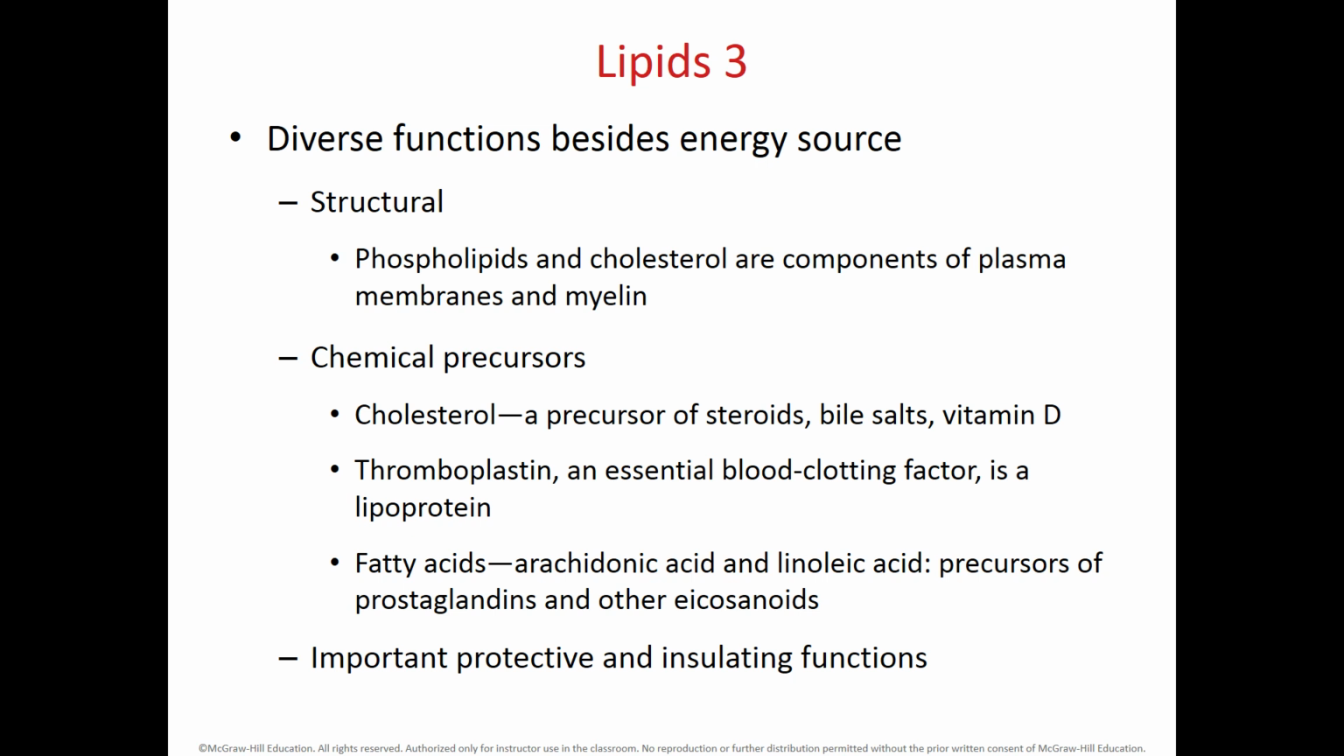and clotting factors like thromboplastin, and form chemical precursors like fatty acids that are going to be transformed into arachidonic acid, linoleic acid, that are going to form chemical messengers like prostaglandins and eicosanoids, and also help to cushion our organs and protect our organs. So they have protective and insulating functions.